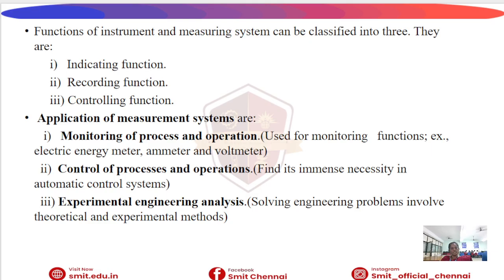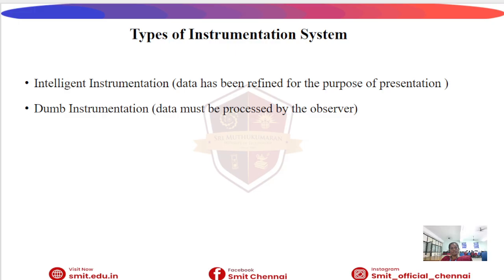In automatic control systems, measurement plays a central role. The actual value of the quantity is measured and compared with the desired value. If there is any difference, corrective action is taken. For example, in temperature control of an oven, the actual temperature is sensed using a sensor and compared with the set temperature, and heating is adjusted accordingly.